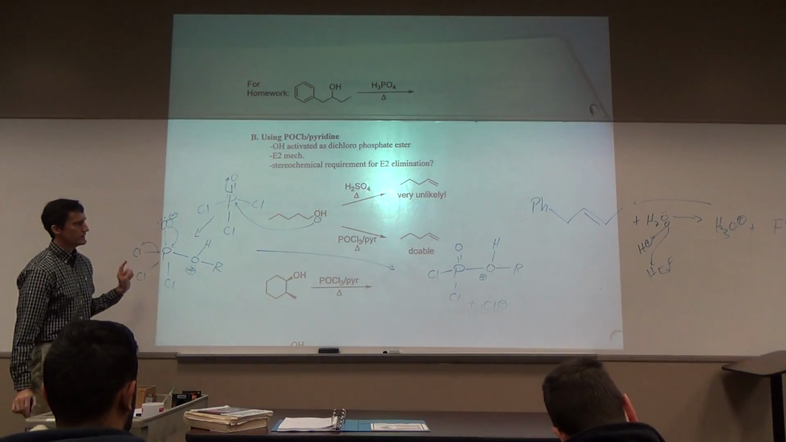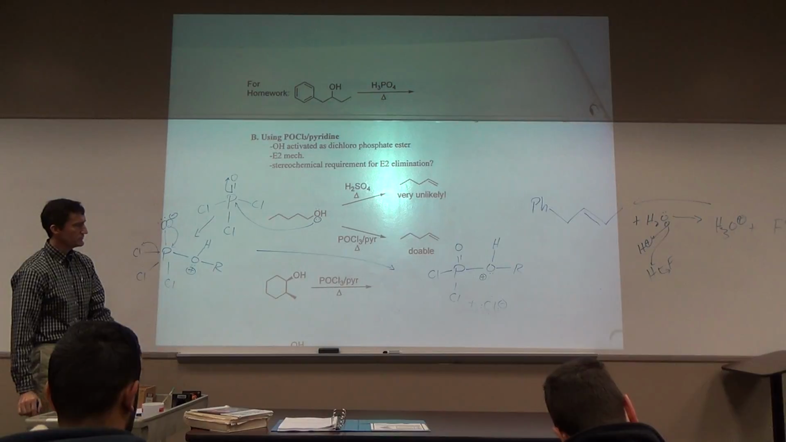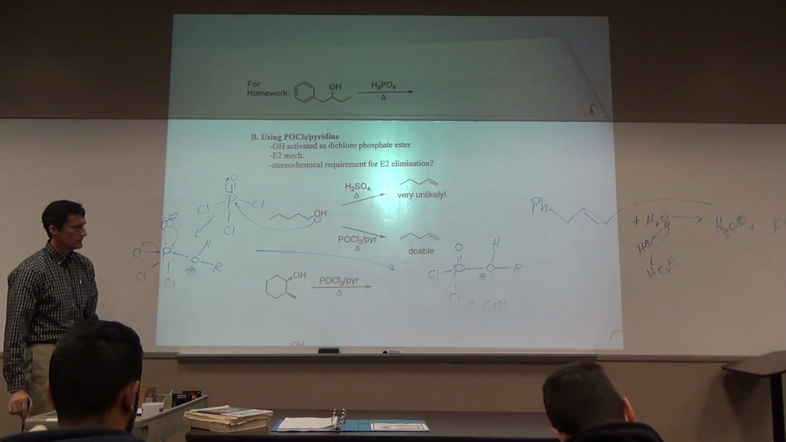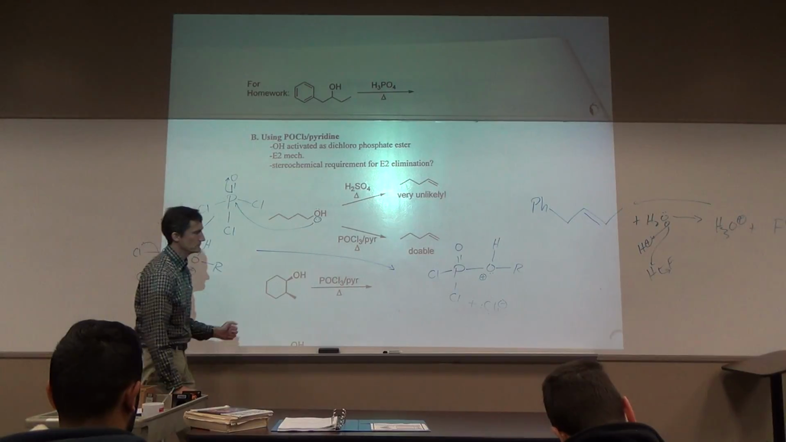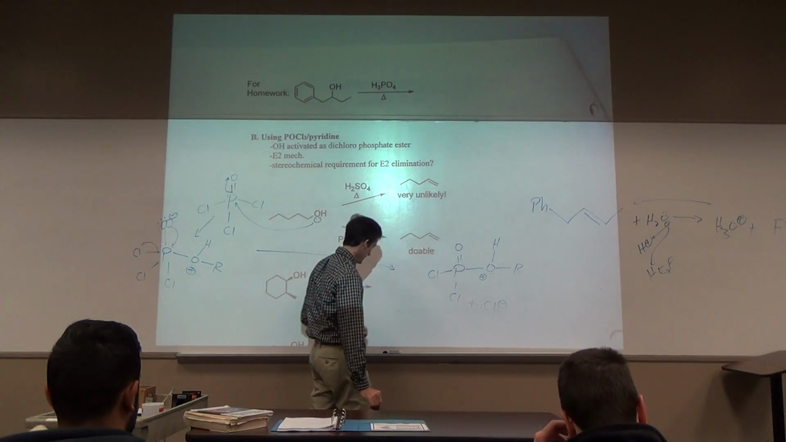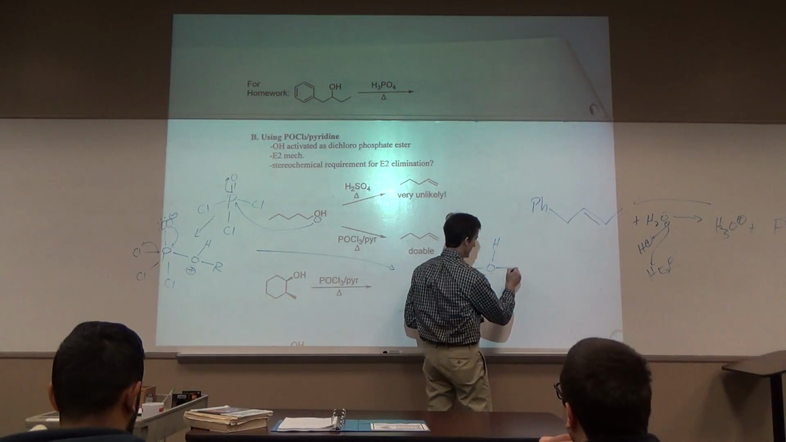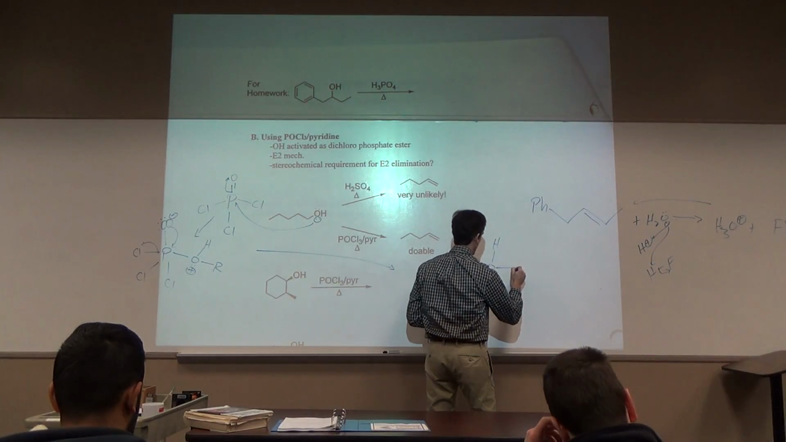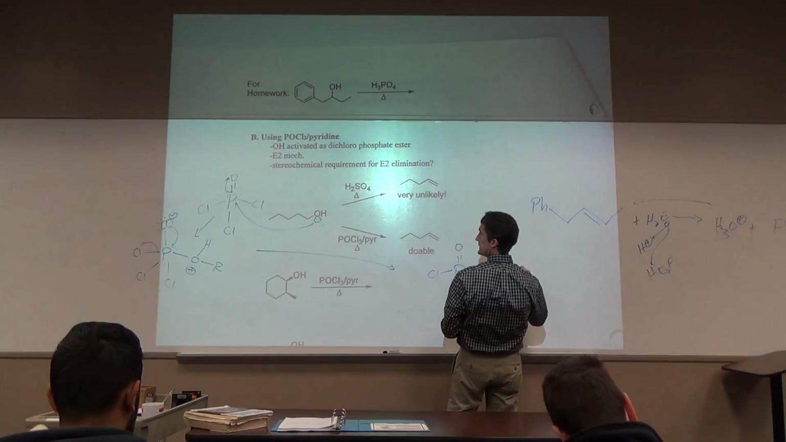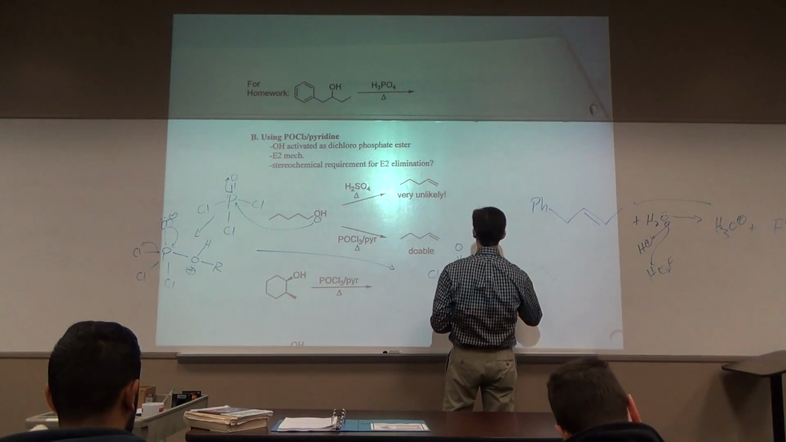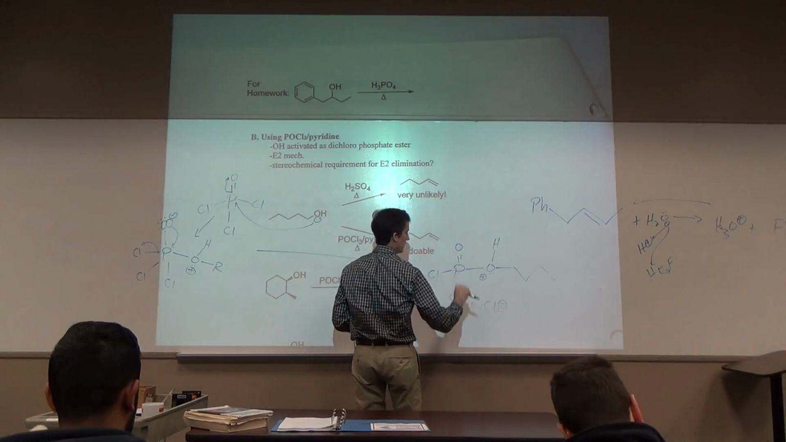Addition, elimination: overall it is a two-step substitution. We replace one of the chlorines with an alcohol. At this point, we can't use R. I need our carbon chain here, unless we take care of the H. Carbon chain is pretty long. 1, 2, 3, 4, 5. Okay.